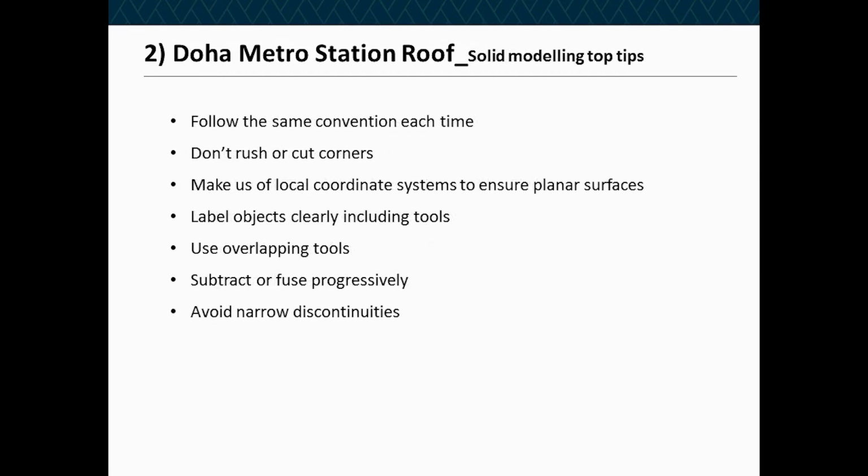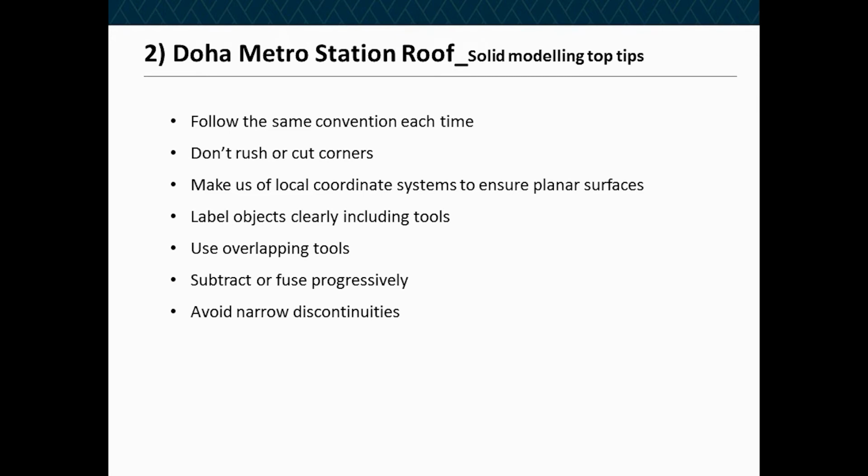A couple of solid modeling tips then. Follow the same convention each time. I've mentioned that. Don't rush, don't cut corners. Label your objects within FEA very clearly so you know what you're working with. And most importantly, if you're trying to make something as simple as an I girder, let's say, within FEA, make sure that your web overlaps halfway into your flange, top and bottom, so that when you fuse, you're fusing right the way into the section.